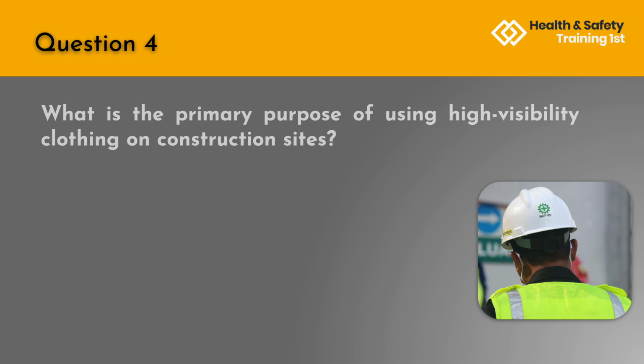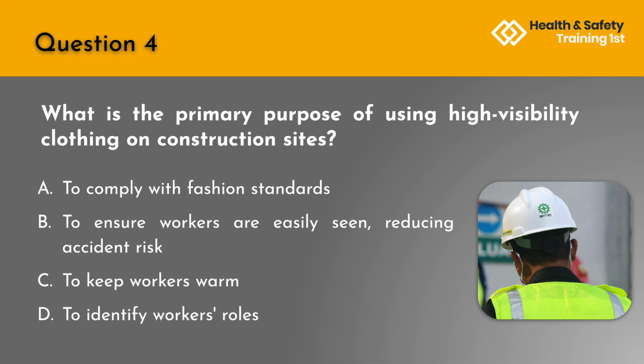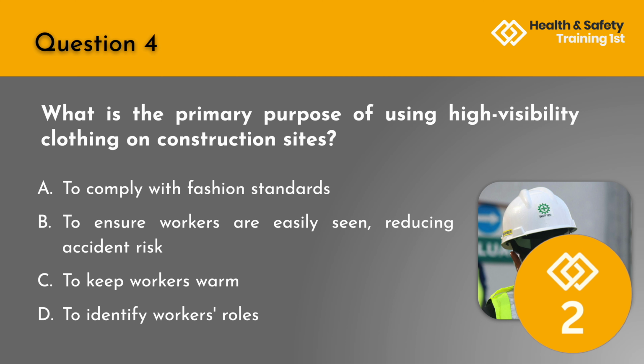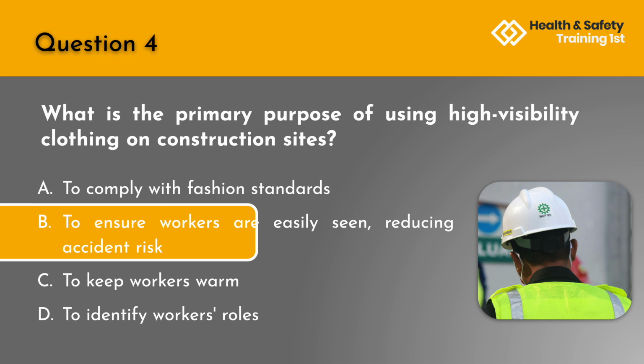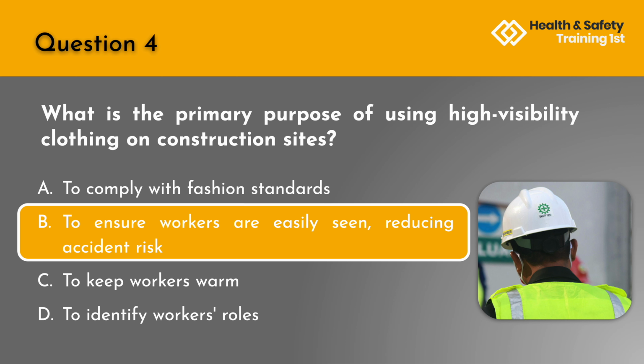Question 4. What is the primary purpose of using high visibility clothing on construction sites? A. To comply with fashion standards. B. To ensure workers are easily seen, reducing accident risk. C. To keep workers warm. Or D. To identify worker roles. The correct answer is B. To ensure workers are easily seen, reducing accident risk.